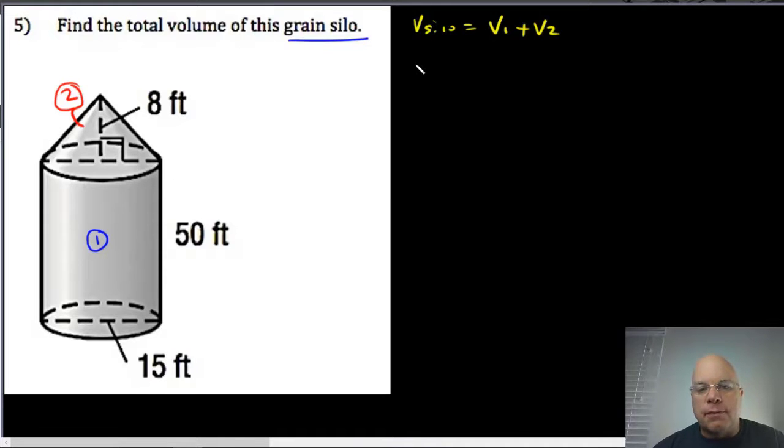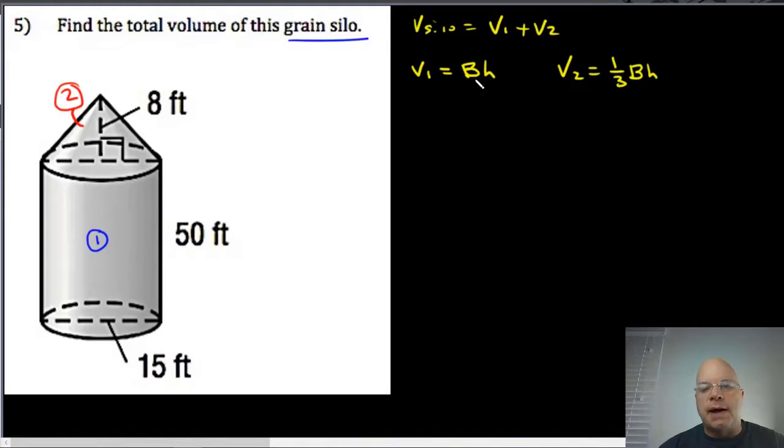If we write down formulas for V1 and V2, the volume of the cylinder is just area of the base, that circular base, multiplied by the height of the cylinder, which is clearly 50 feet. The volume of the cone, piece 2, is also area of the base multiplied by the height, but just 1/3 of that. Of course, it has a different height. It's got a much shorter height of 8 feet, but it has the same circular base.